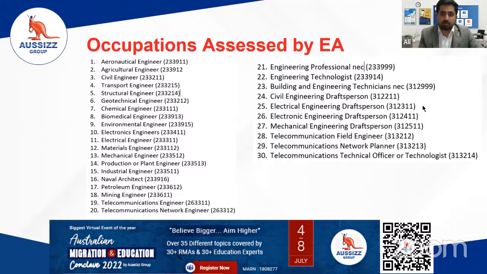On the right side, you also see a few occupations such as engineering professional NEC. I'm highlighting this occupation because if your occupation does not fall under any other category, it is not elsewhere classified, you can always go for engineering professional NEC. For example, if you're a textile engineer, that occupation does not exist by itself, so you can go under engineering professional NEC. Then there is engineering technologist, and a few lower level occupations that are not professional level, for example building engineering technician, civil engineering draft person, or electrical engineering draft person. On my screen, you can see the occupations that Engineers Australia assess; there might be a few others, but these are the important ones.